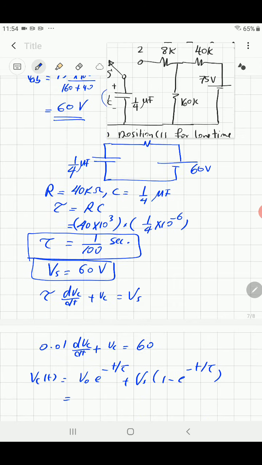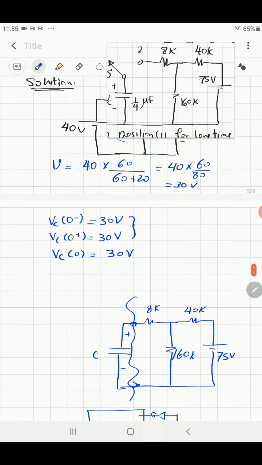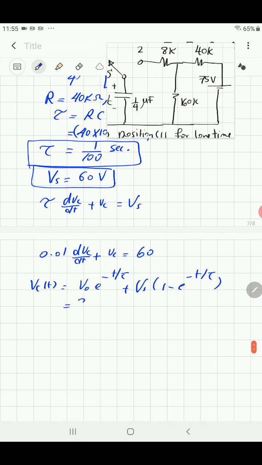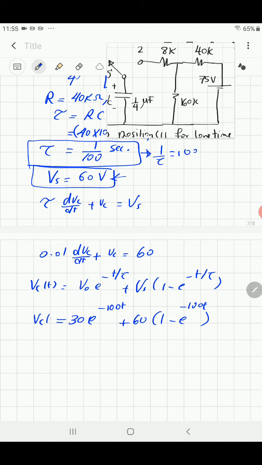What's V0? The initial condition, and we calculated it here. It's equal to 30. So that will be 30 e^(-t/tau). Tau is equal 1/100, 1 over tau is equal 100. So minus 100t, plus Vs. Vs is equal 60, times 1 minus e^(-100t). So that will be the equation of the voltage at any time. Of course, it depends on the time. Okay.